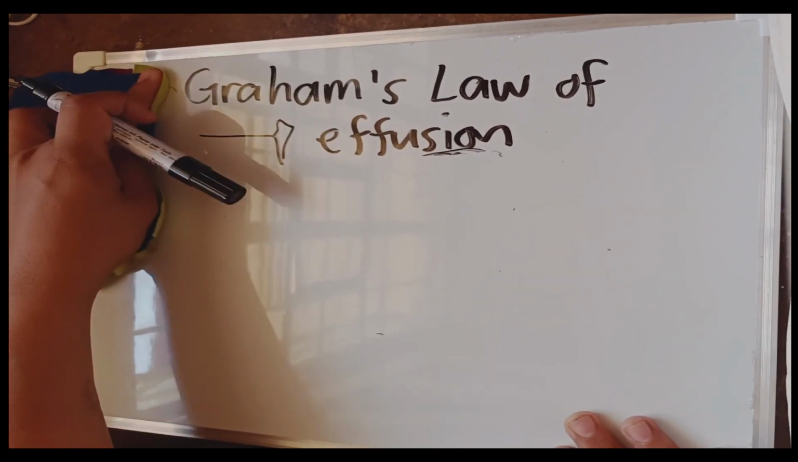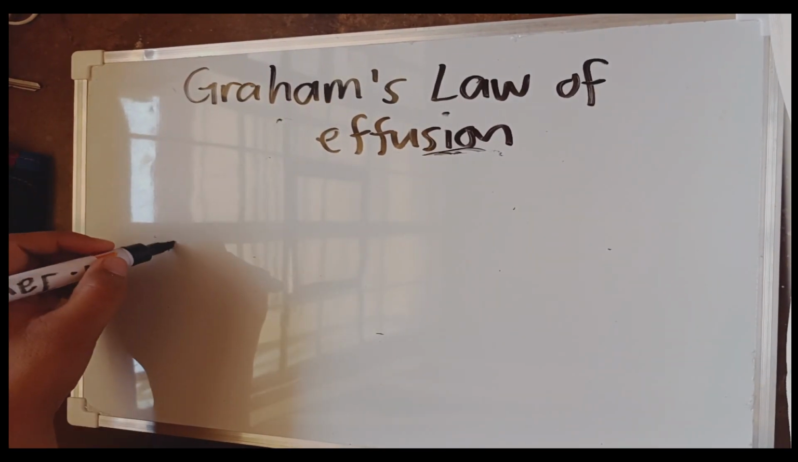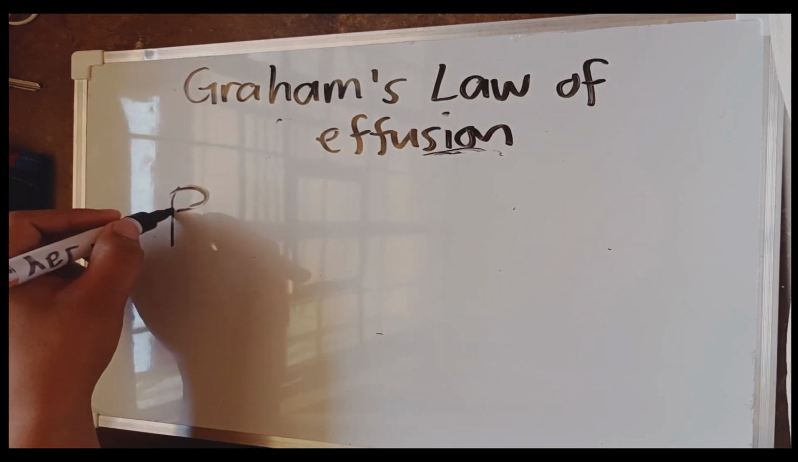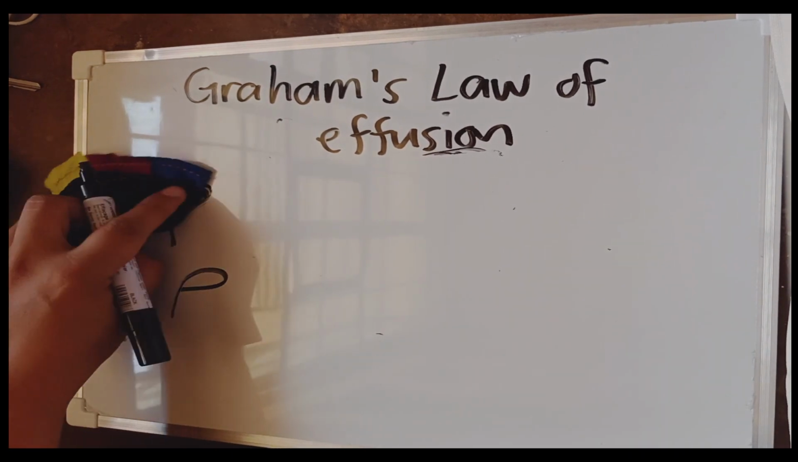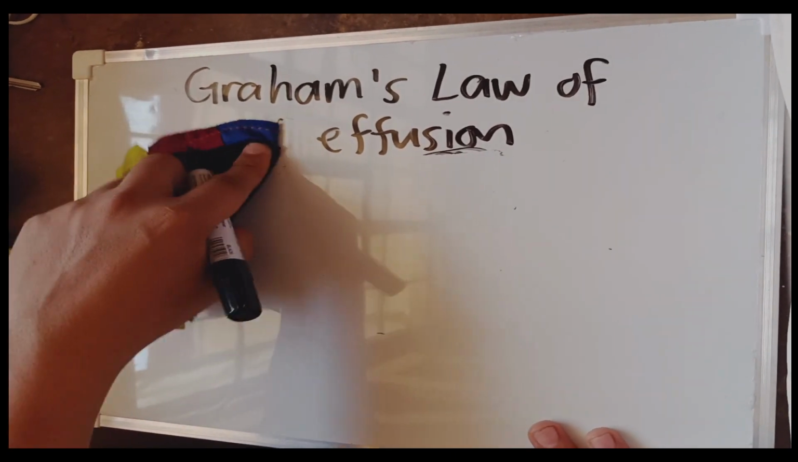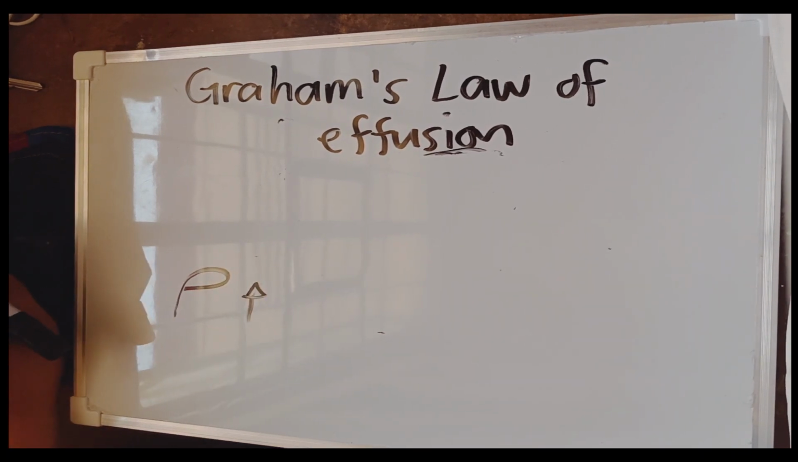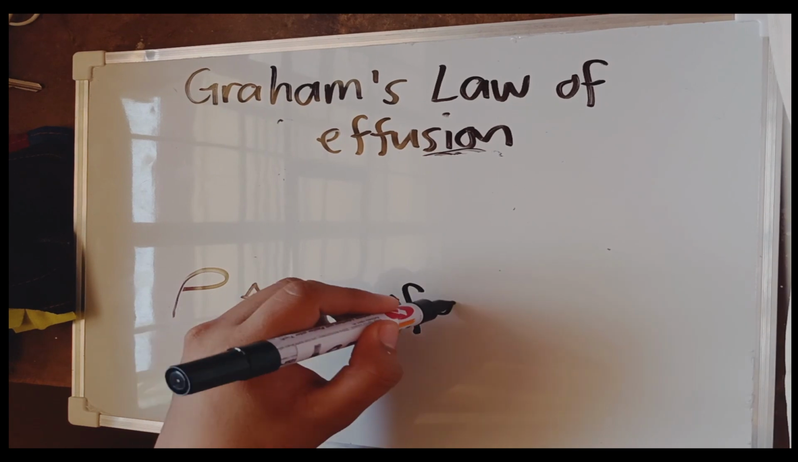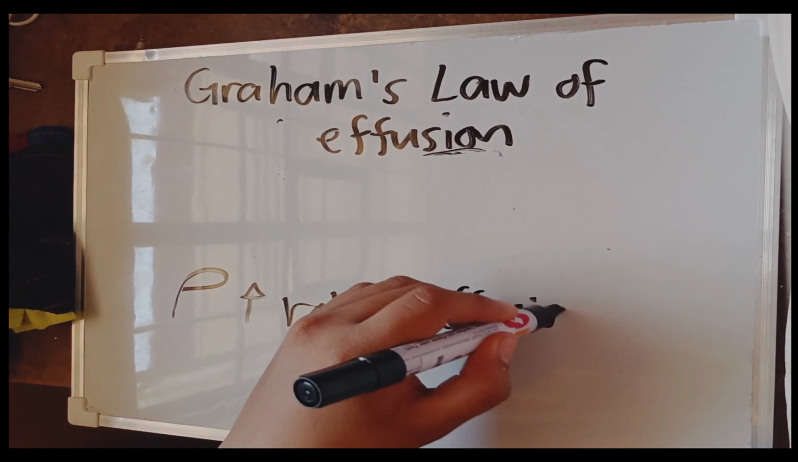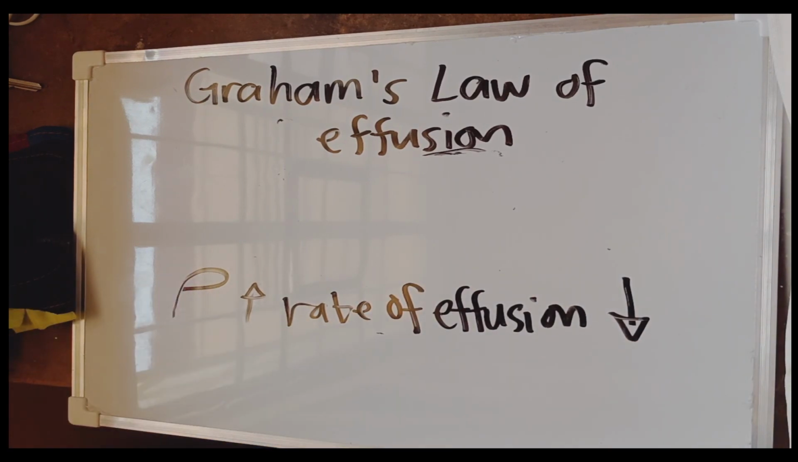What is the main goal of Graham's law of effusion? When you have higher density, this is the symbol of density. It looks like a P, but it's like this one. This is the symbol of density. So when you have higher density, according to Graham's law of effusion, you will have a lower rate of effusion. So higher density means a low rate of effusion.